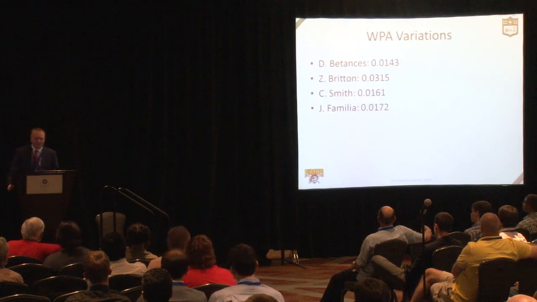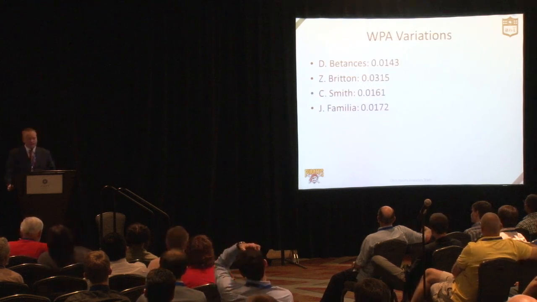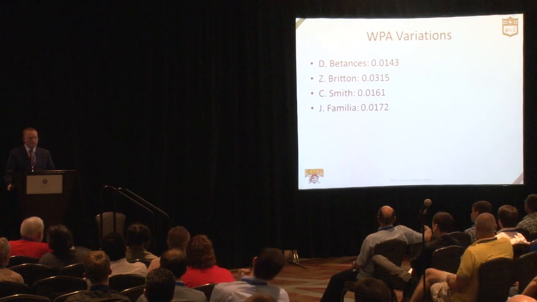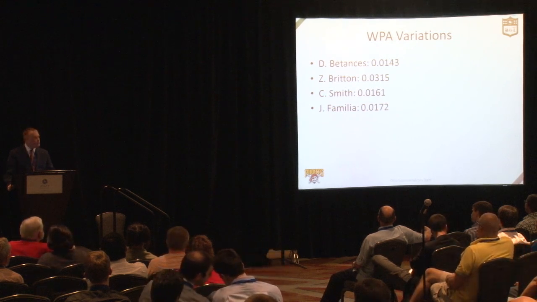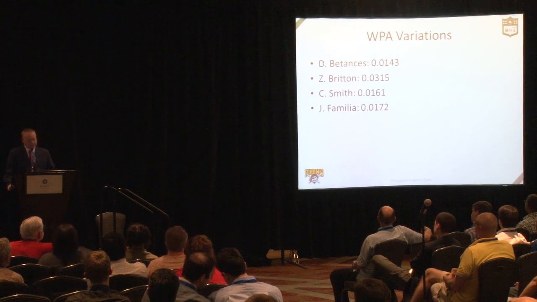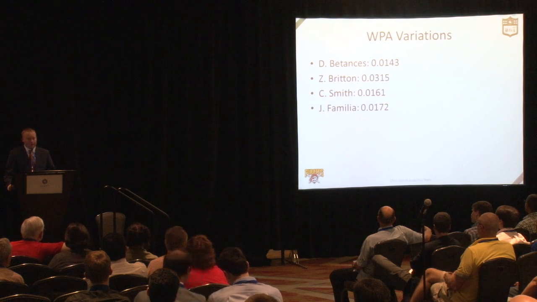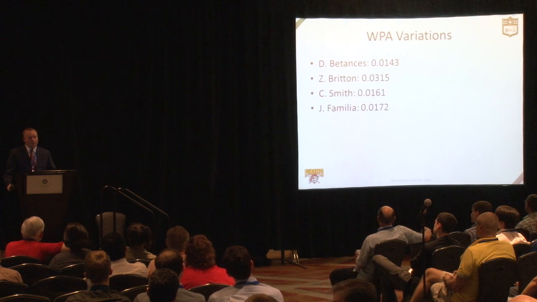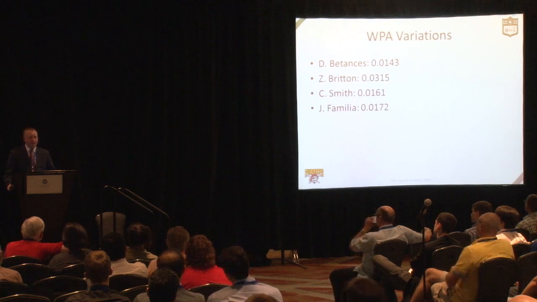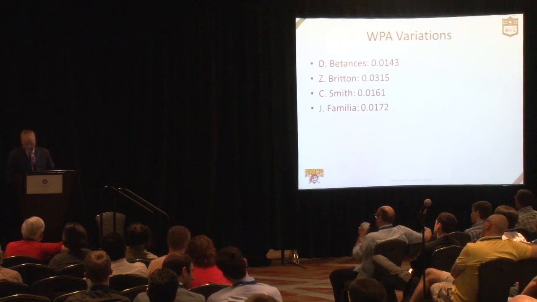Next, onto the WPA variations. As you can see, 3 of the players for our WPA variations placed well below the average of 0.0228. The only problem with this list is Zach Britton placing above the average with a 0.0315 variation. This was definitely a cause for concern, but we'll dive into that a little later as to why he was still on our list of selections.